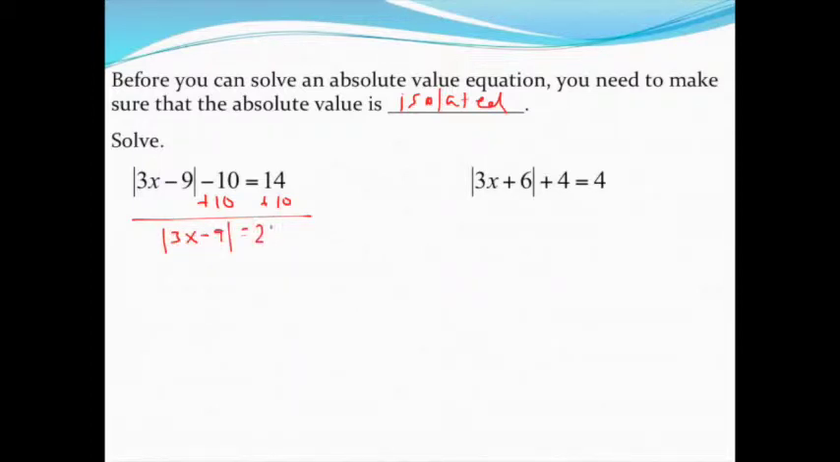So add that 10 to both sides and we get this. Now that my absolute value is isolated, meaning it's the only thing on that side of the equation, now we can go ahead and split to get our two answers. So remember, one of your splits is the exact same as the original problem, just drop the absolute value bars. So 3x minus 9 equals 24.